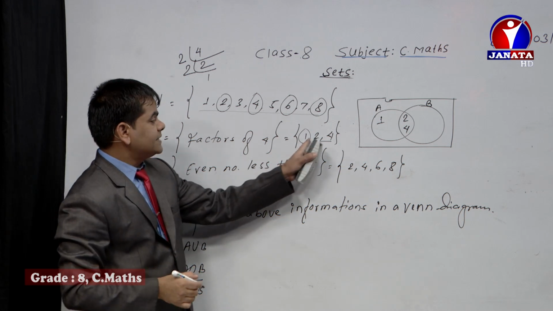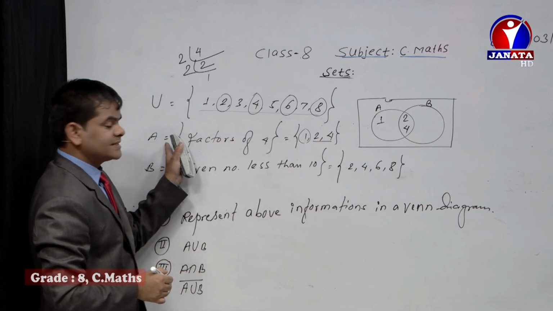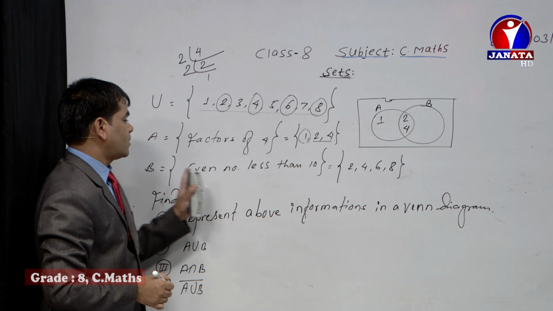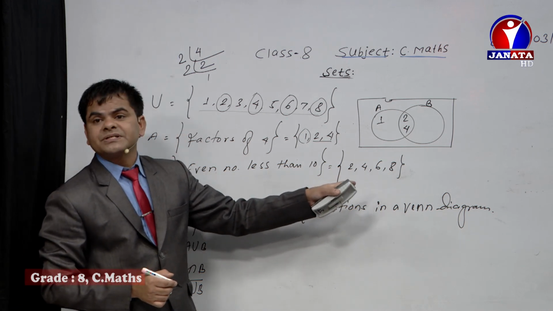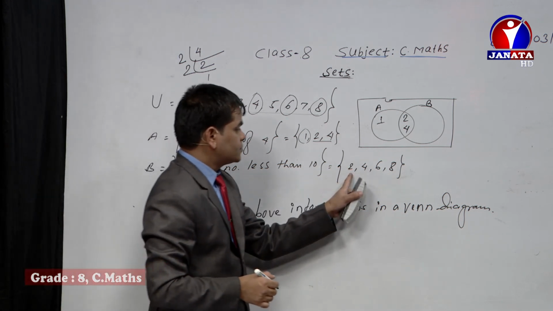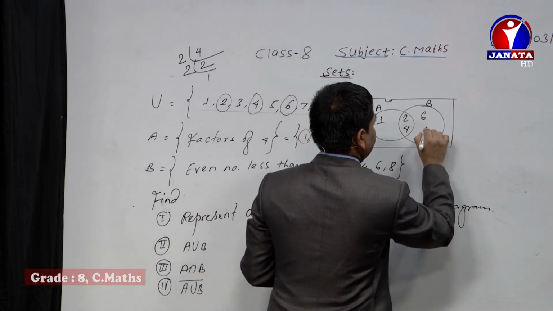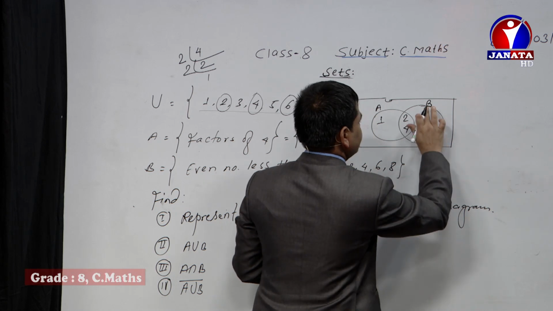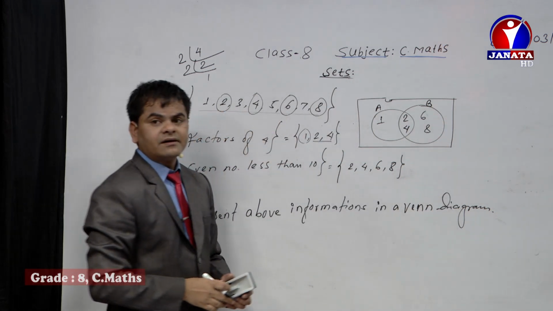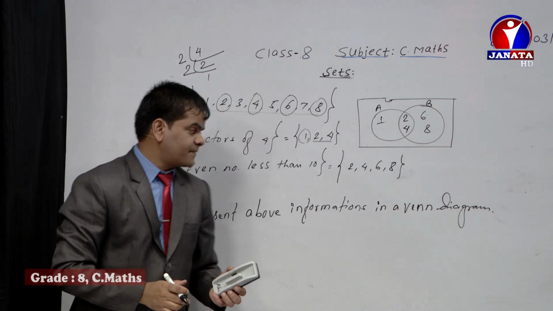Now we have completed representing the information of set A. Now is the turn of representing the remaining information of set B. So 2, 4 we have already adjusted. Now is the turn of 6 and 8. So 6 and 8 we have represented here. They are known as the elements of B difference A.